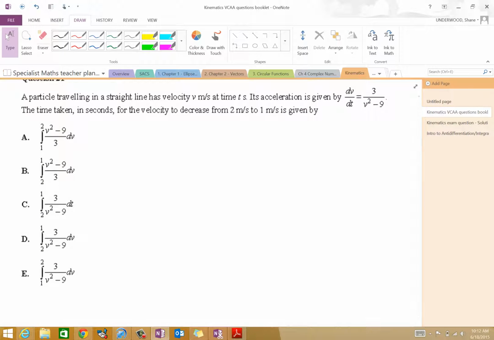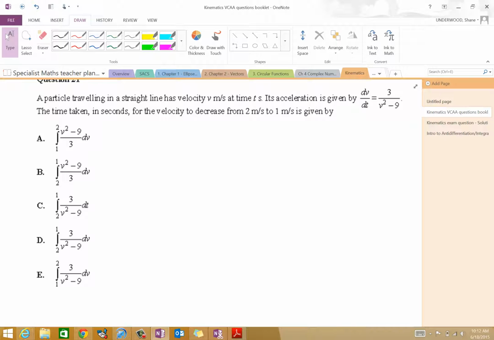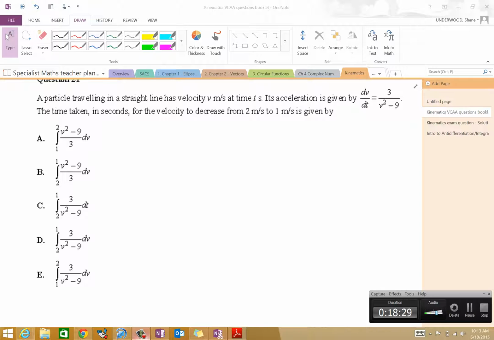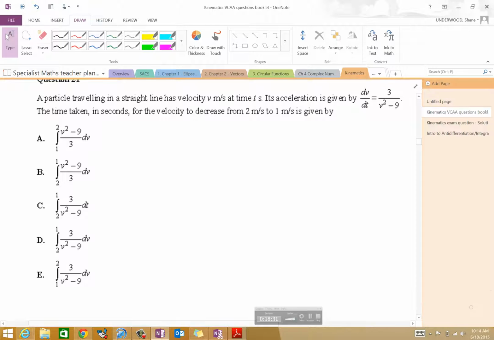A particle travelling in a straight line has a velocity. Its acceleration is given by this. The time taken in seconds for the velocity to decrease from 2 to 1 is... I'm going to stop this video and get you to think about it, because we've got to use integration and differentiation, anti-differentiation, differential equations to solve these sorts of things.